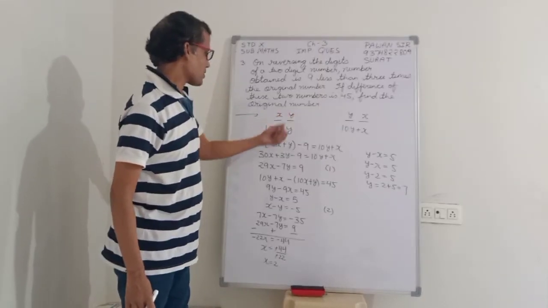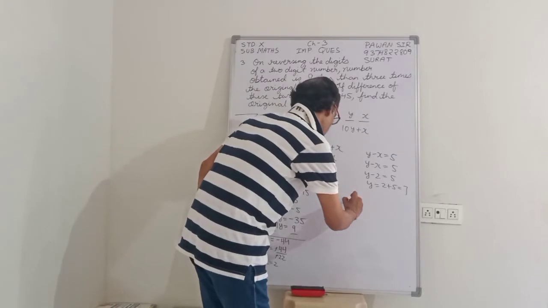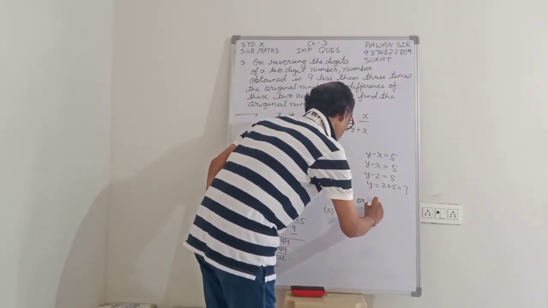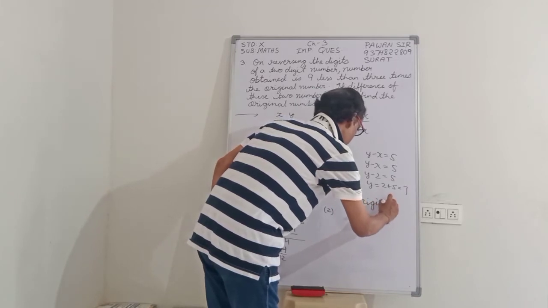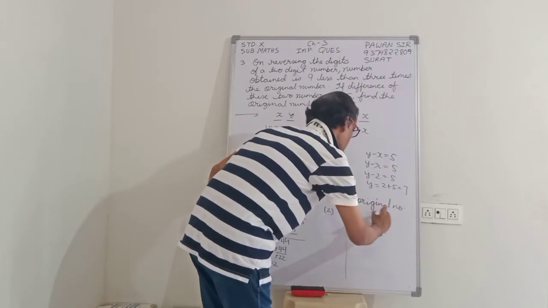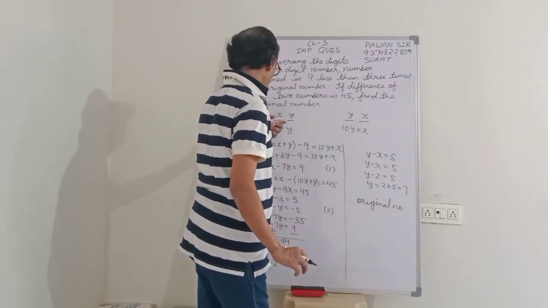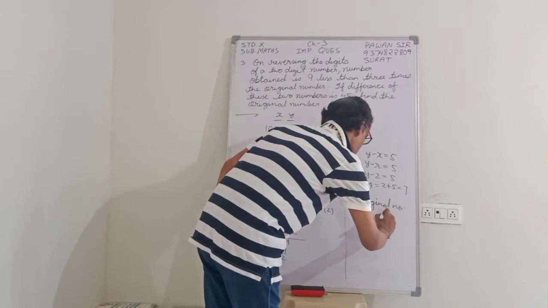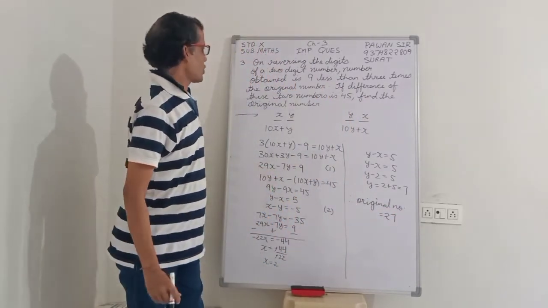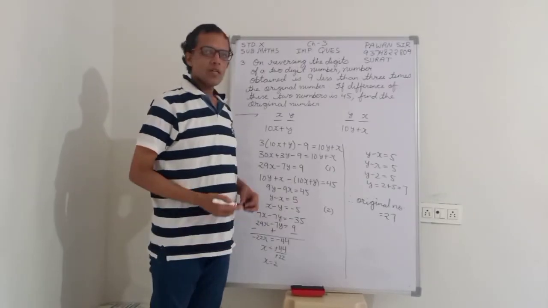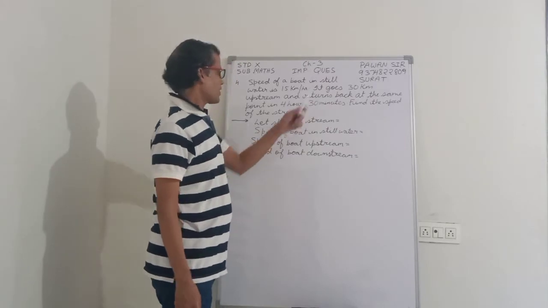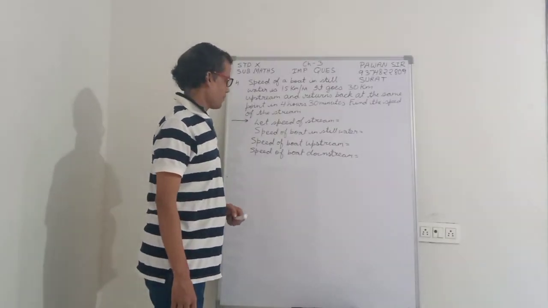So our number is x, y. So therefore the original number is, x is 2 and y is 7. So the original number is equal to 27. So very interesting question. So this completes our third question. In the fourth question, we have to find the speed of the stream.